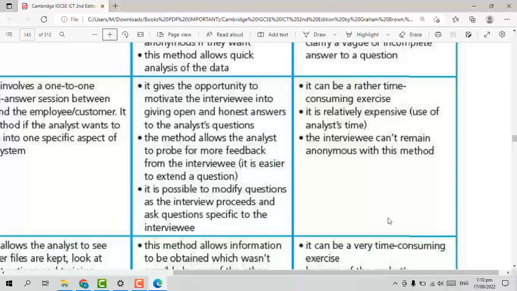So it's very expensive. Instead of having one person interview all those 200 employees, I can hire 10 people, but I'm going to have to pay them so that I can get the job done, right? The interviewee can't remain anonymous with this method. If I'm interviewing a person, I would definitely know who is sitting in front of me.